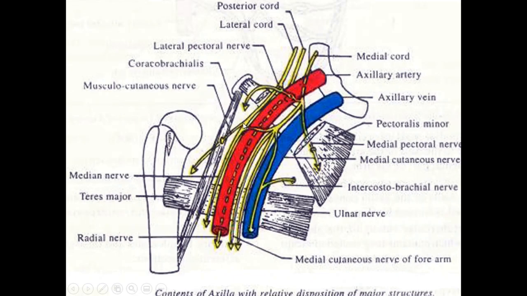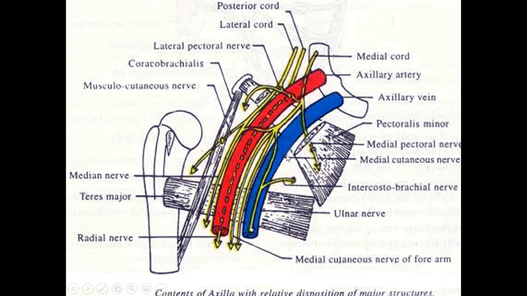So now we can see the branches. So this is the second part. This is lateral cord, medial cord, posterior cord. Lateral cord branches. This is the lateral pectoral nerve. This is the lateral root of median nerve, which is joined by the medial root to form the median nerve. This is the musculocutaneous nerve.